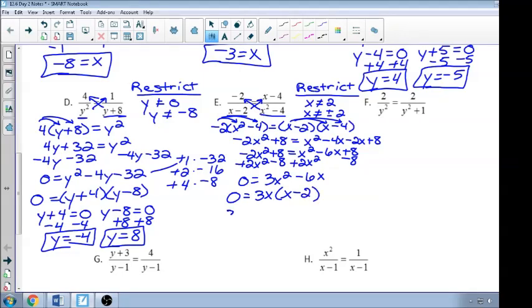Use the 0 property. 3x equals 0 and x minus 2 equals 0. Divide by 3. x equals 0 is a good answer because it's not one of my restrictions. Can add the 2 to both sides. x equals 2 is not a good answer because of my restrictions. Okay? So on to F. F, again, what I need to do here is figure out my restrictions.